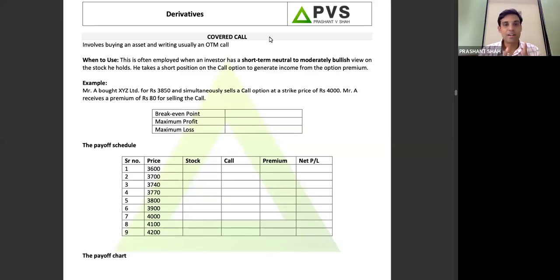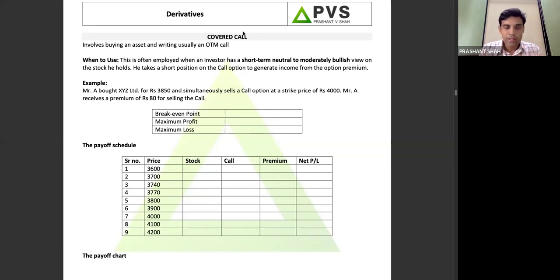Hello, friends. Starting with one very interesting topic, which is also very trending nowadays: derivative trading strategies. First of all, we should understand that derivatives came into this world to transfer price risk from one party to another party, and you can also see a lot of statistics released by SEBI.